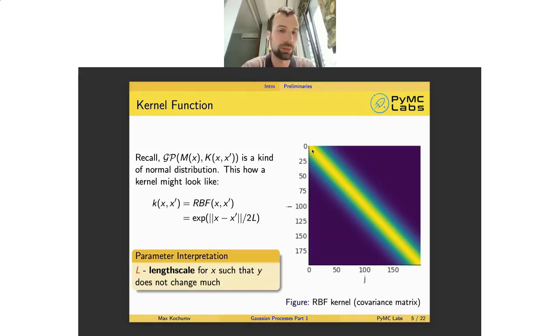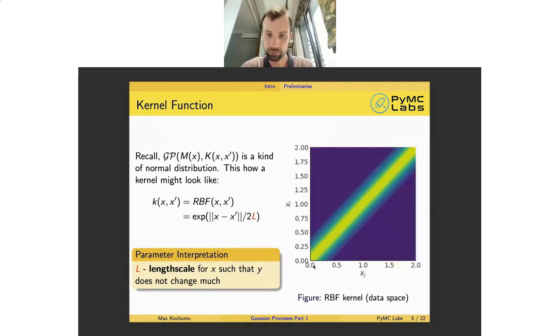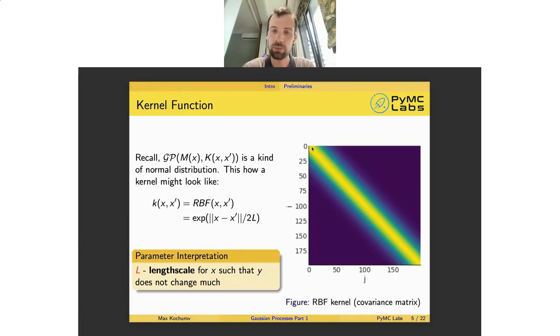If we sort our input variables and let's say they lie on a uniform interval from 0 to 2, then those inputs that are close together are similar. Those that are far away are not similar.